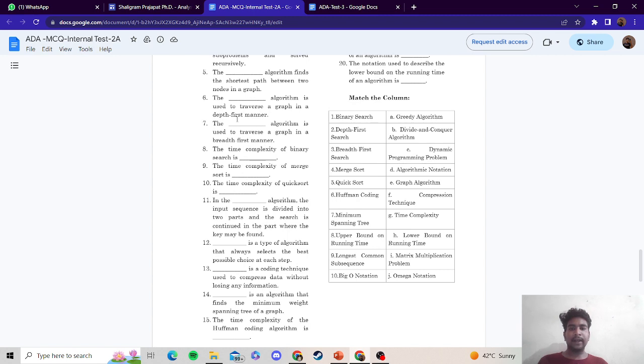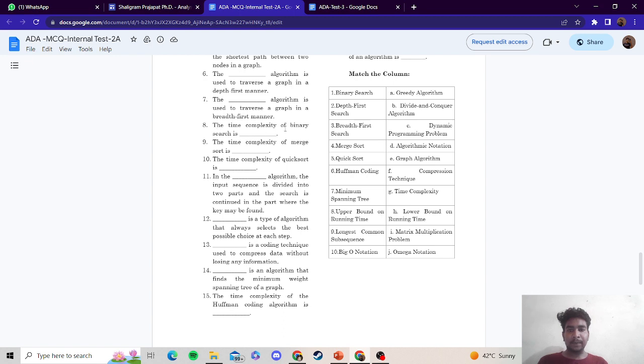The dash algorithm finds the shortest path between two nodes in the graph. So Dijkstra's algorithm is used to traverse a graph to find the shortest path between two nodes in the graph. Question number 6. The dash algorithm is used to traverse a graph in a depth first manner. So depth first search algorithm is used to traverse a graph in a depth first manner.